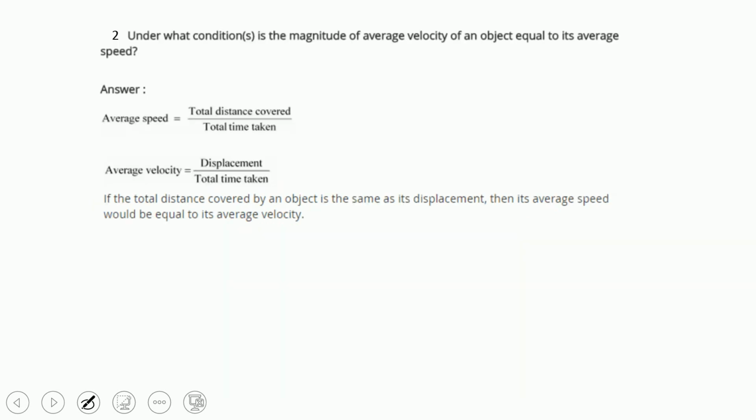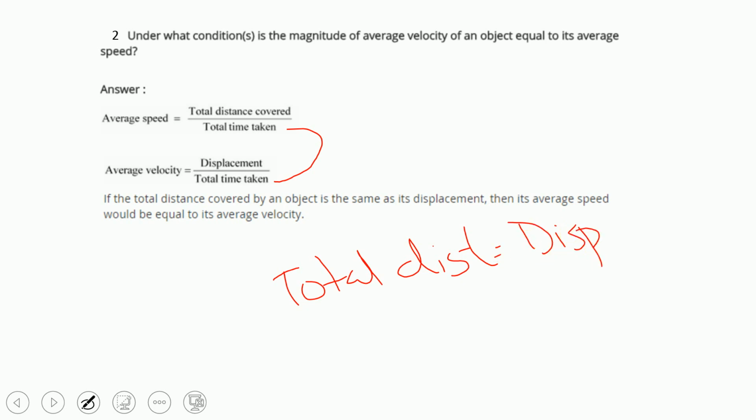Here, under what condition is the magnitude of the average velocity of an object equal to its average speed? The answer: average speed is equal to the total distance covered upon the total time taken. Average velocity is the displacement upon time taken. Now you can see that both denominators are equal. So if the numerators are equal, average speed becomes equal to average velocity. So if the total distance is equal to the displacement, the average speed will be equal to the average velocity.